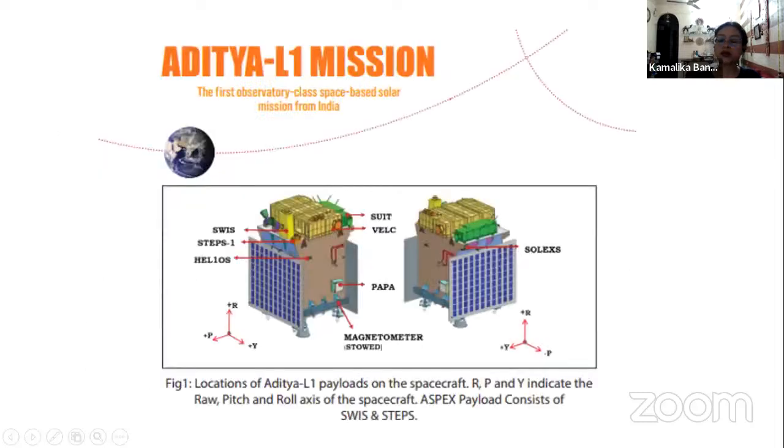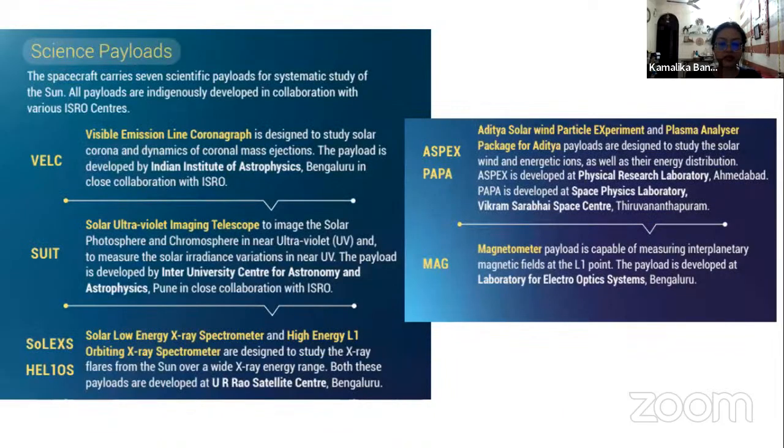Now, to take different readings of what kind of emissions are happening from the sun, there are different kinds of payloads present in Aditya L1. Going into the details of the different payloads, as you can see, VELC is a coronagraph, which will help read the corona. SOOT is an ultraviolet imaging telescope, helping in reading the sun through the ultraviolet range. There's the Solex, Helios, as you can see, these are X-ray spectrometers.